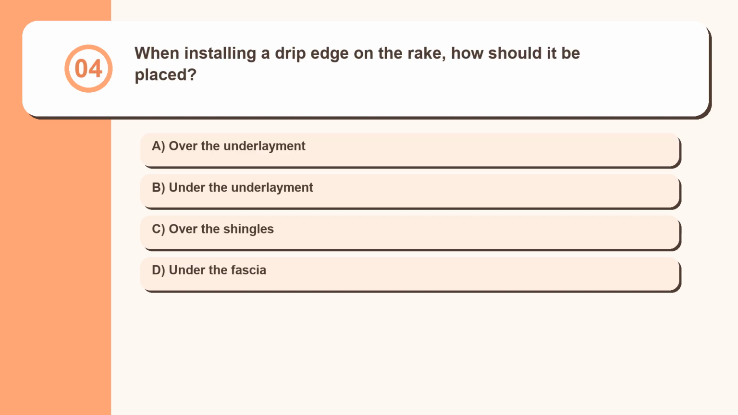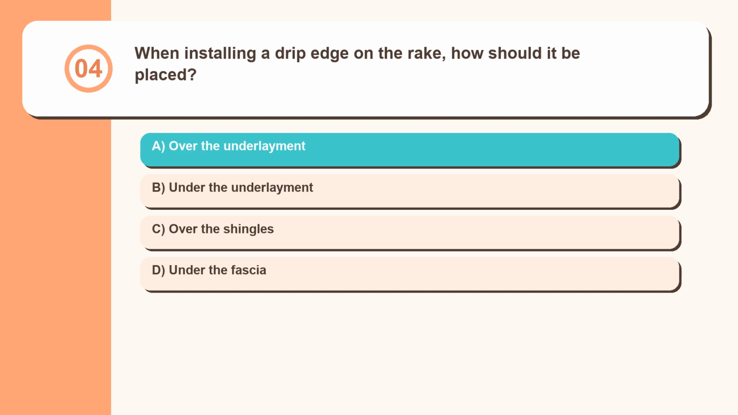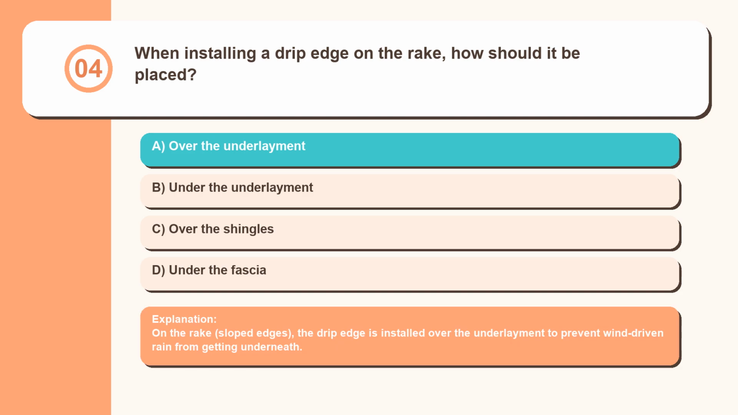Question 4. When installing a drip edge on the rake, how should it be placed? Over the underlayment, under the underlayment, over the shingles, under the fascia. On the rake, the sloped edges, the drip edge is installed over the underlayment to prevent wind-driven rain from getting underneath.